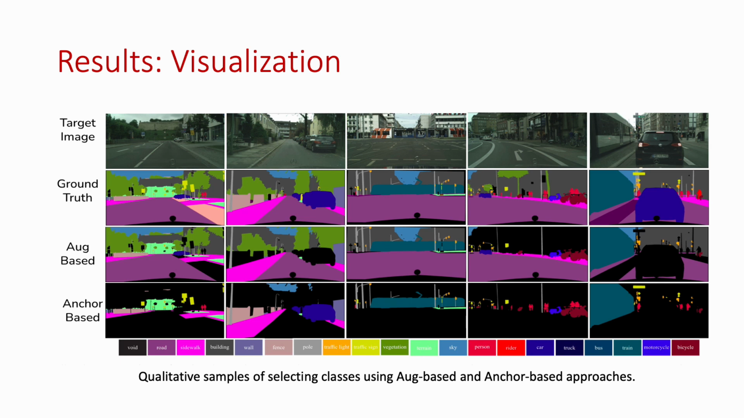Here we can see how the road regions frequently observed in the target domain remain unlabeled in the frame selected by the anchor-based approach, but are labeled in the augmentation-based approach due to the low confidence of the model.